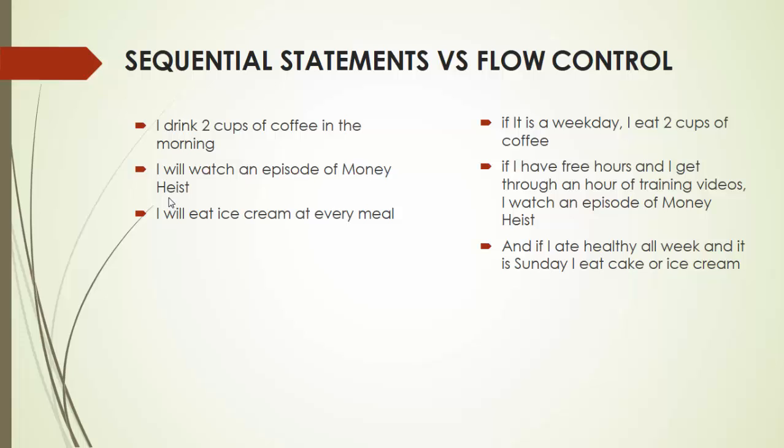Now our days or weeks look like this. If it is a weekday, I eat 2 cups of coffee. If I have 3 hours, I get through an hour of training videos. I watch an episode of Money Heist. And if I ate healthy all week and it is Sunday, I eat cake or ice cream. So you can see this lends you some flexibility in the structure of your routine, or in our case, our program.